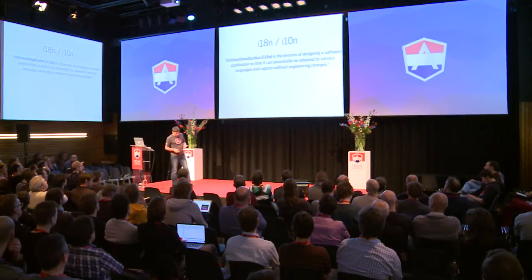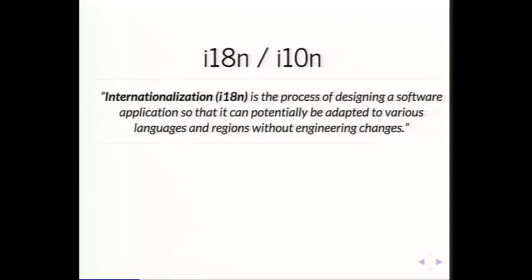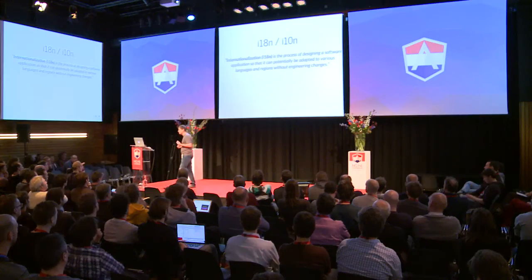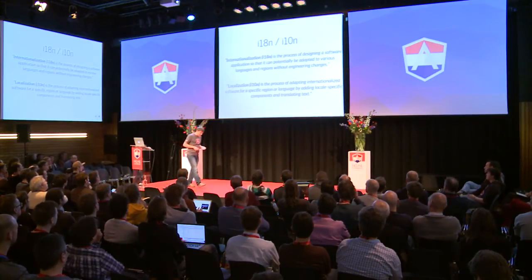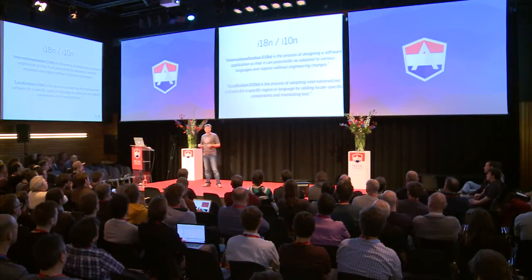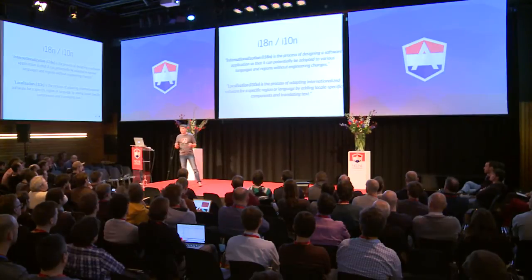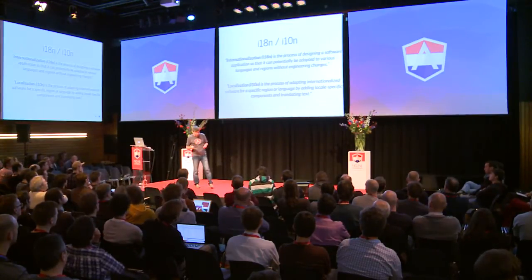Before we dive into the details, let's get our terminology straight. We often talk about internationalization and localization. This is the definition from Wikipedia. It says that internationalization is the process of designing a software application so that it can potentially be adapted to various languages and regions without engineering changes. And there is another definition for localization. You can read it. But translating this from Wikipedia to human language, internationalization is basically building the whole infrastructure, all the technical pieces that allow us to take one application, do all the translation, do all the locale-specific work, and ship the country-specific or locale-specific version.